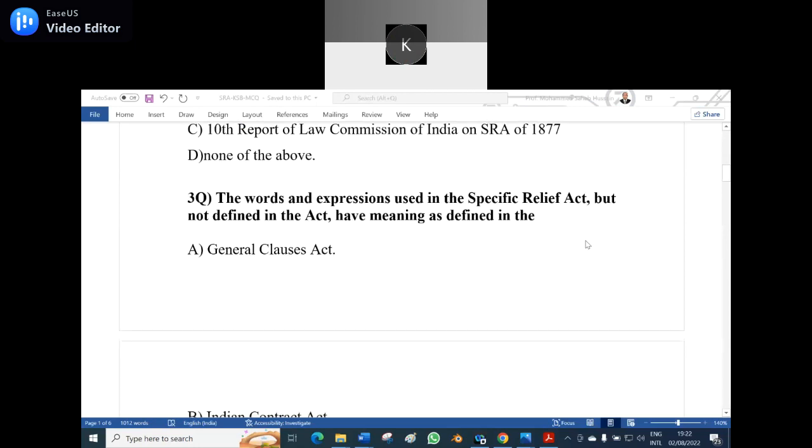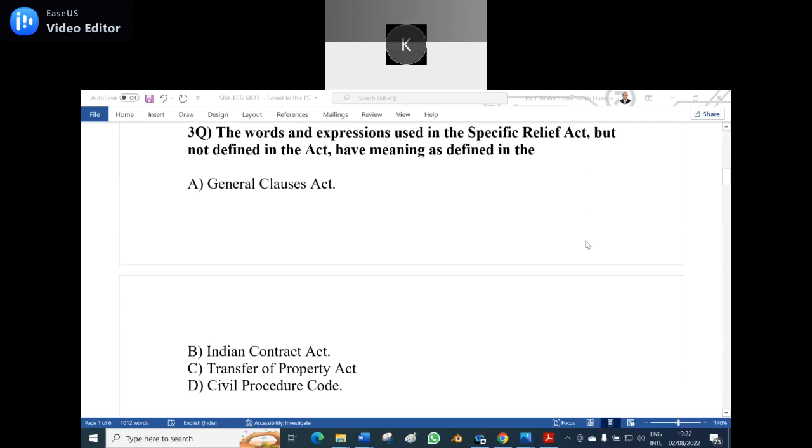Third question is, the words and expressions used in the Specific Relief Act but not defined in the Act have meaning as in: A, the General Clauses Act; B, the Indian Contract Act; C, the Transfer of Property Act; D, the Civil Procedure Code. Option B is the right answer, the Contract Act.